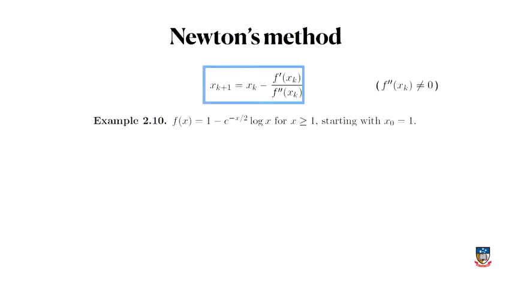So we know that the minimum of this function is somewhere around 2.5, a little bit to the left of 2.5 actually. And we'll start with an initial guess at x naught equals 1. So we'll seed our algorithm with x naught equals 1, and then hopefully it won't take us long to get close to the minimizer of that function.